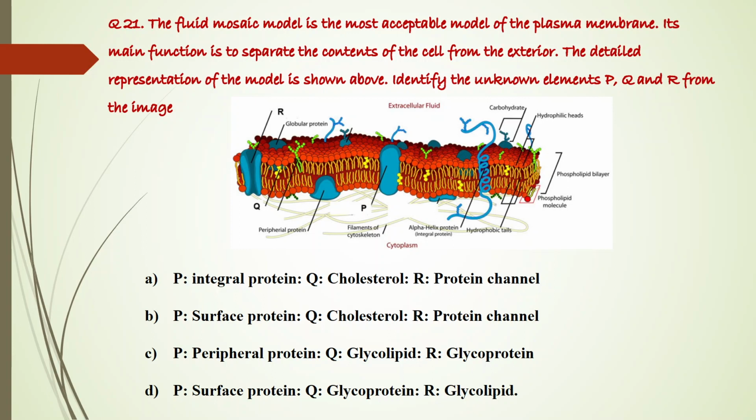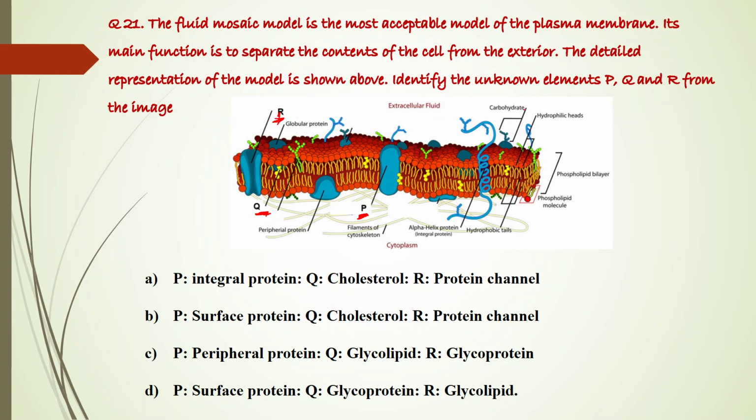Okay. So this is the fluid mosaic model of this membrane. This is extracellular fluid and this is your cytoplasm. Fine. Now what do you need to identify? This blue thing denoted here as P, this thing denoted as R, and the small yellow parts that are denoted as Q.